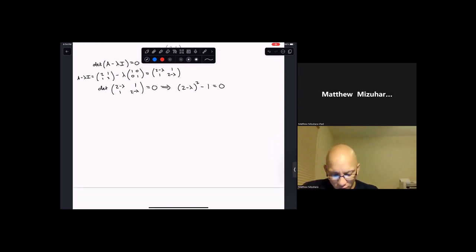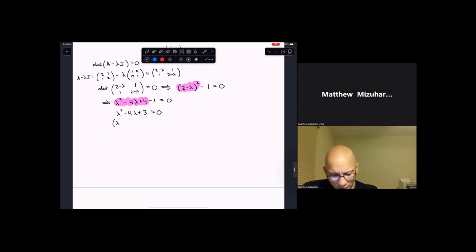Okay, so in general, the way to approach this is to expand and factor and solve for lambda. So let me go ahead and do that. So let me get lambda squared minus 4 lambda plus 4 minus 1 equals 0. Right, so these first 3 terms are coming from expanding this quadratic. And simplifying, I get lambda squared minus 4 lambda plus 3 equals 0.